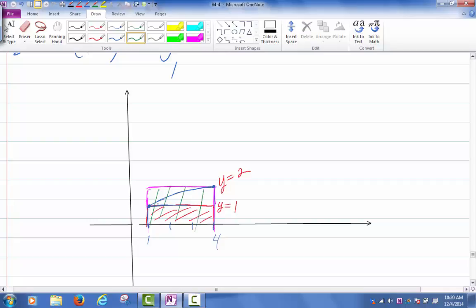So the area below root of x between 1 and 4 is bounded above by the area below 2, bounded below by the area below 1. Am I making sense? So you can see the area below root x is between the area below 1 and the area below 2. And the area below 2 is exactly 6. The area below 1 is exactly 3. Is everybody okay with that?